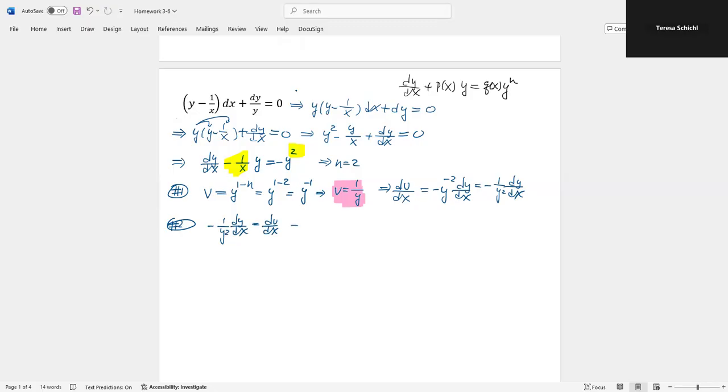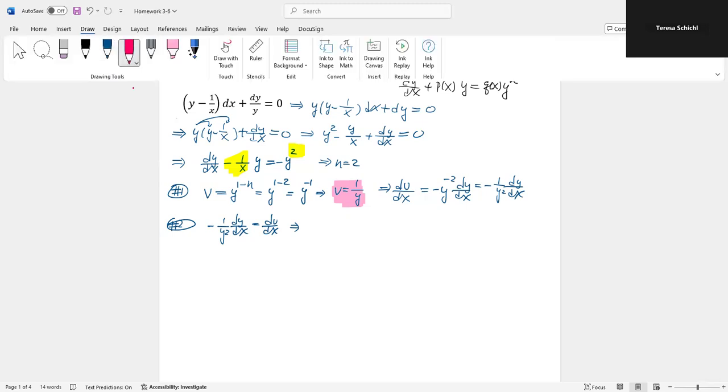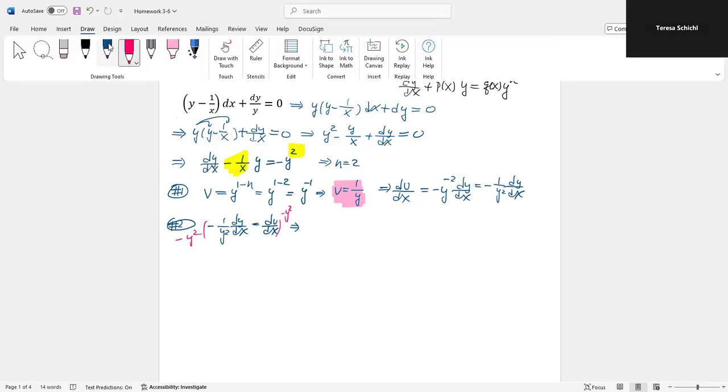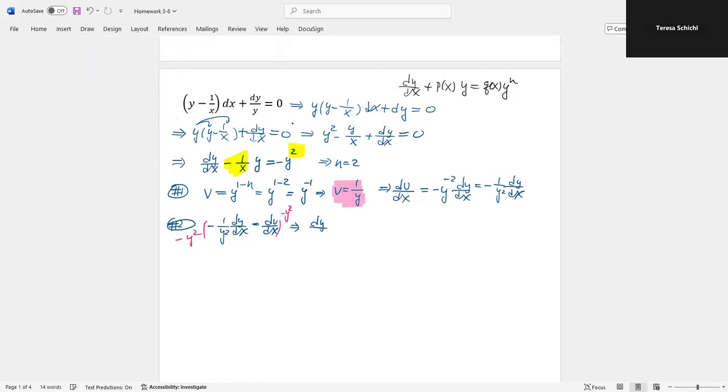So what I do here, I multiply by negative y squared, on both the right-hand side and the left-hand side. So this will give me dy/dx equal to negative y squared dv/dx.